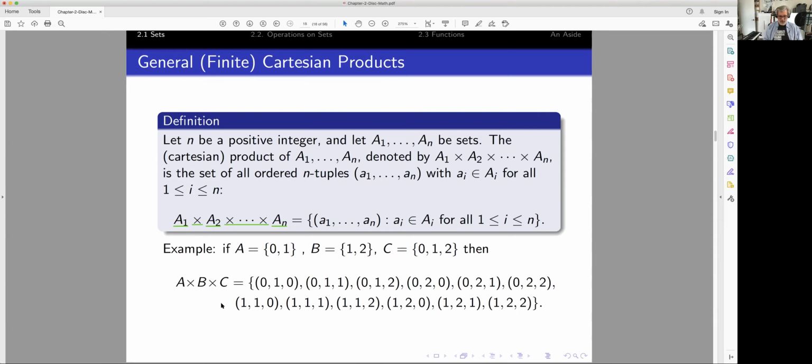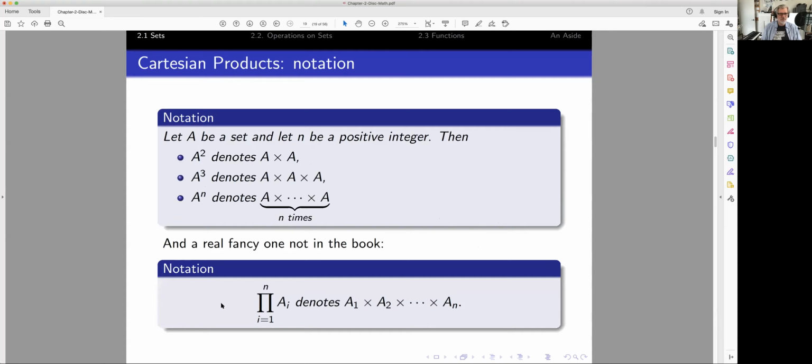Hopefully this is okay. There's not many counts. It's mostly definitions. We're building our language. Some notation about Cartesian products: if I have a set A, A squared, as you can guess, will denote A times A, and A cubed will denote A times A times A, and A to the power n in general will be A times A times A, n times.